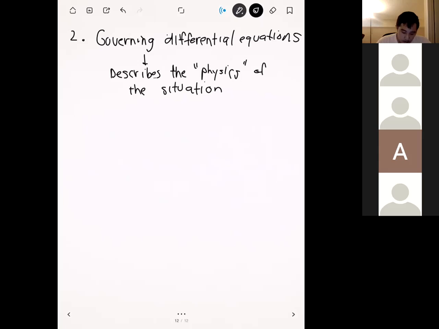But if you want to solve some different kinds of physics, or even something more complicated, like coupled physics, where you want to solve two things at once, you're going to have to define different types of equations for that. Okay.